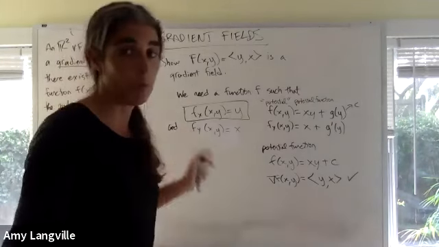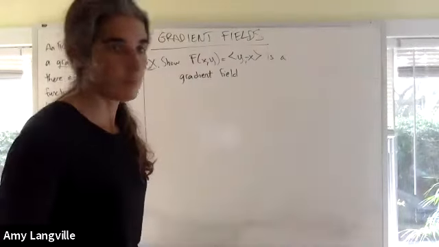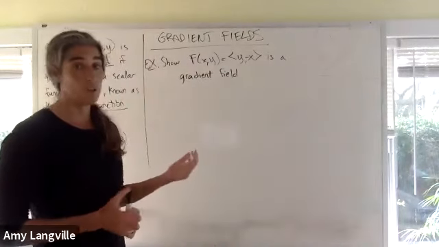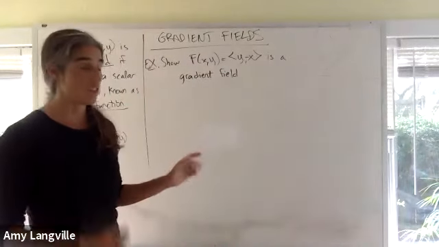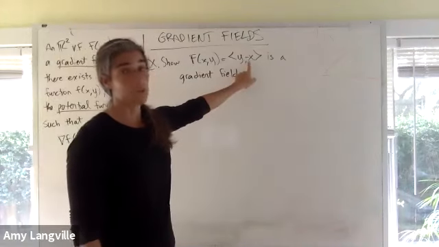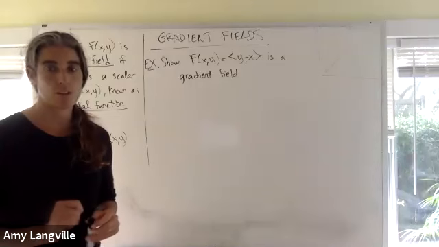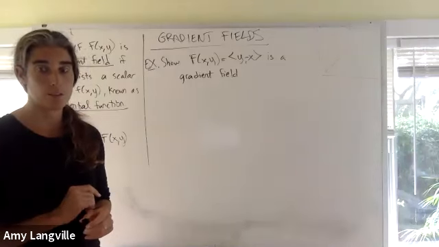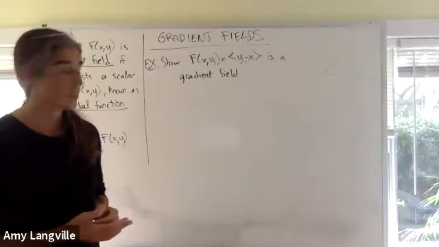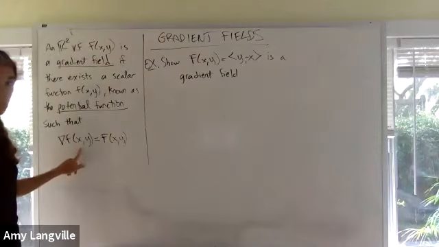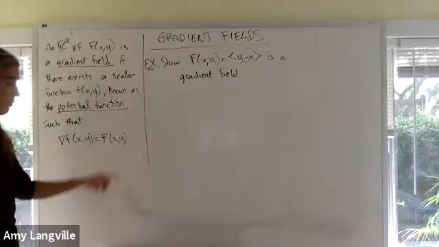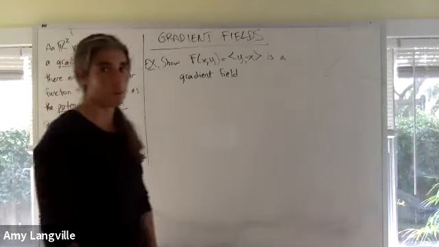Okay, I'm going to pause the video and put up a new example. Okay, this example, the only thing I've changed is I inserted a minus sign here. Still an R2 vector field. We're wondering, is it a gradient field? It'll be a gradient field if we can find a potential function such that the gradient of that potential function is the field, the R2 field.